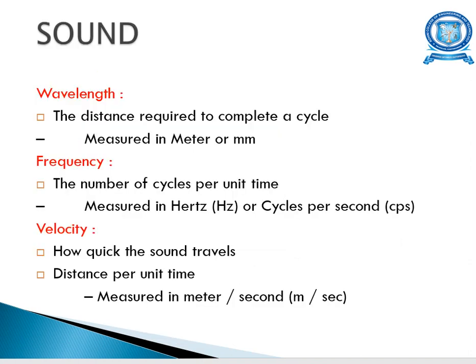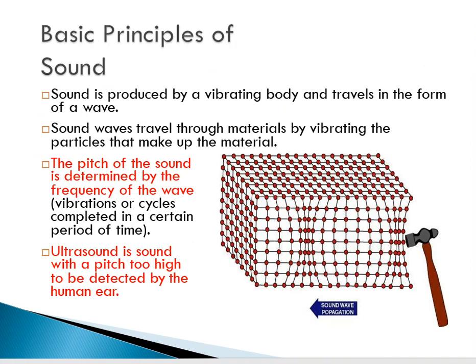Normally for sound waves, the wavelength, frequency, and velocity are very important. The wavelength is the distance required to complete a cycle, measured in meters or mm. The frequency is the number of cycles per unit time, measured in hertz. And velocity is how quickly the sound travels, distance per unit time, measured in meters per second, etc.